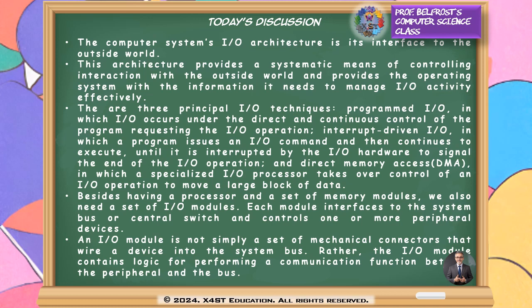Besides having a processor and a set of memory modules, we also need a set of I/O modules. Each module interfaces to the system bus or central switch and controls one or more peripheral devices. An I/O module is not simply a set of mechanical connectors that wire a device into the system bus. This is not just a regular wire bus. Rather, the I/O module is actually quite complex. It contains logic for performing a communication function between the peripheral and the bus.